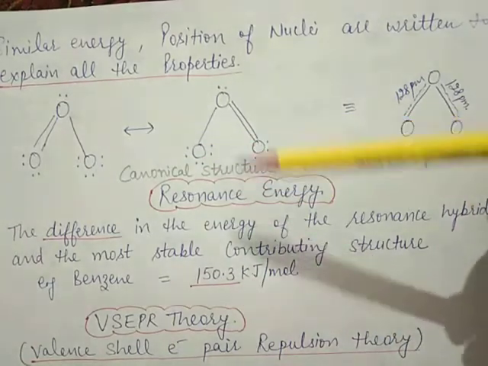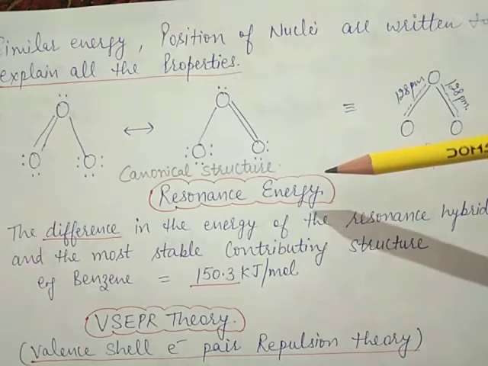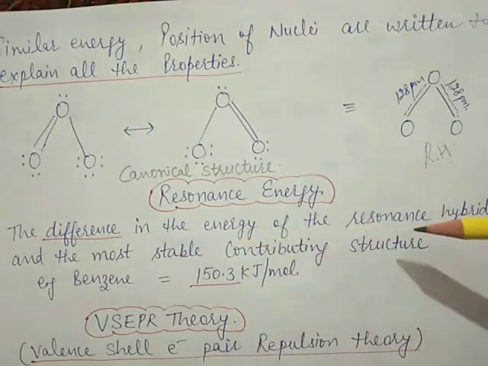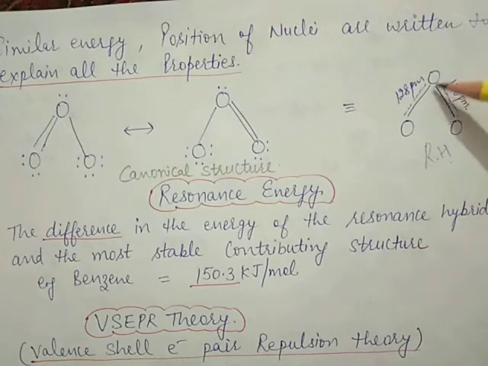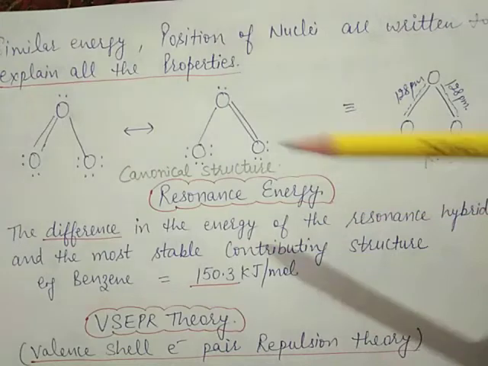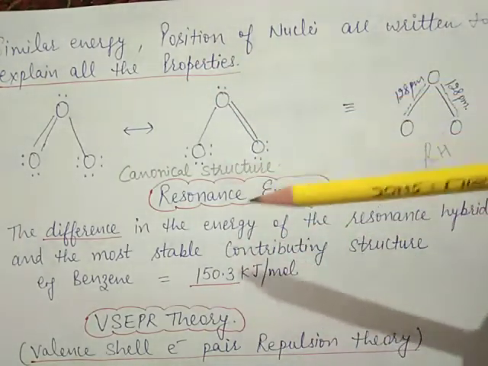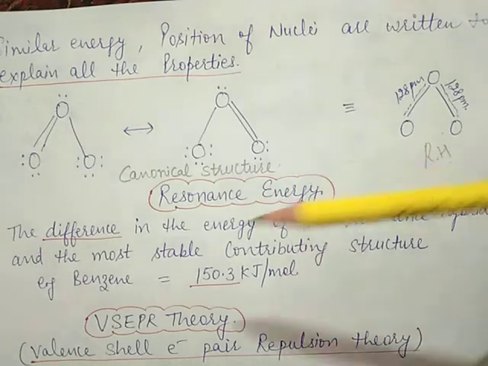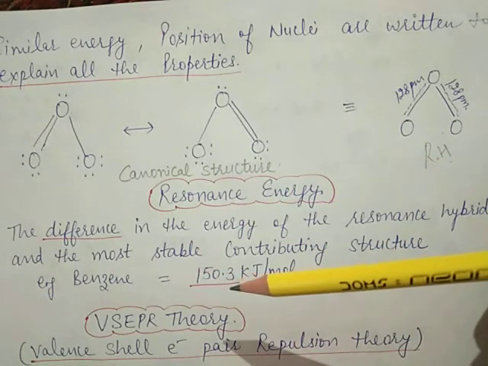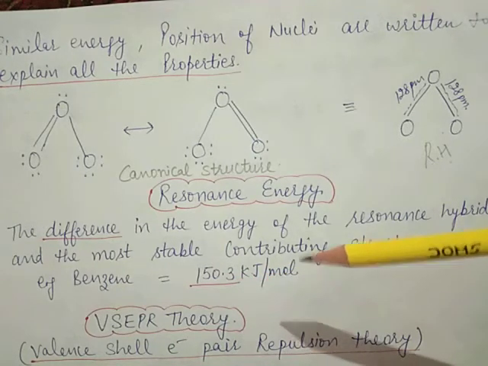Now next is resonance energy. How will you define the resonance energy? The difference in the energy of the resonance hybrid structure and the most stable contributing structure is called resonance energy. Like benzene has a resonance energy equal to 150.3 kilojoule per mole.